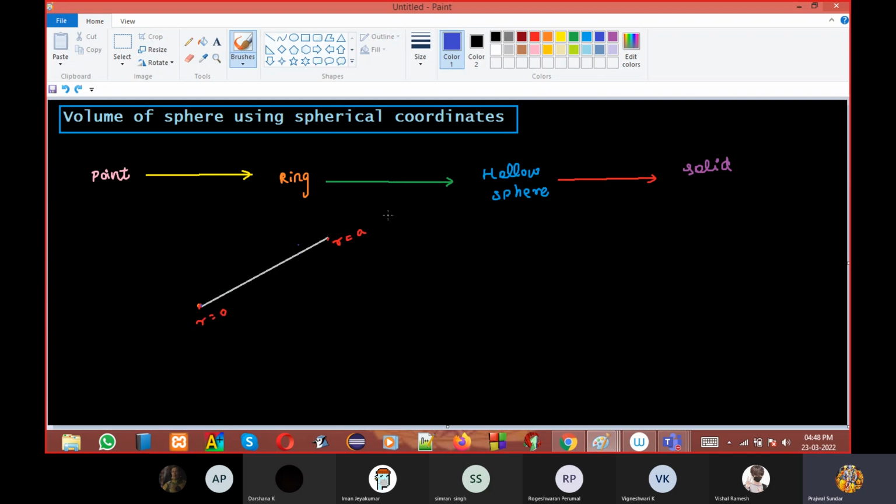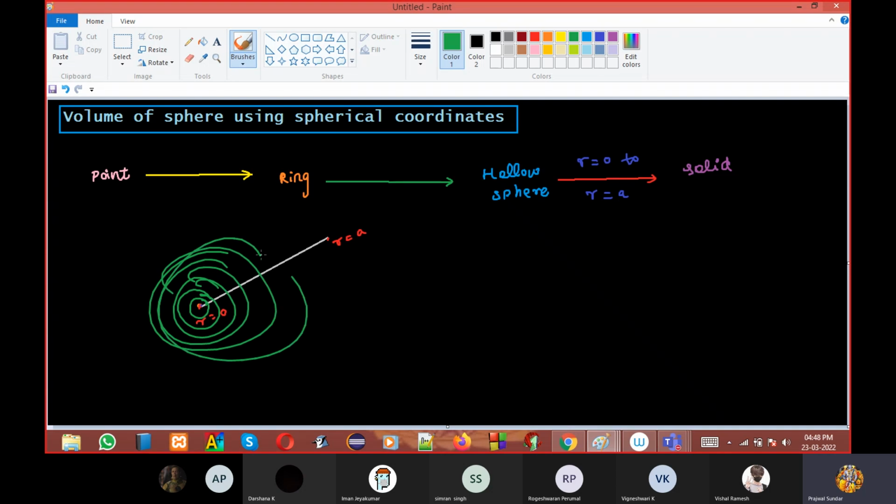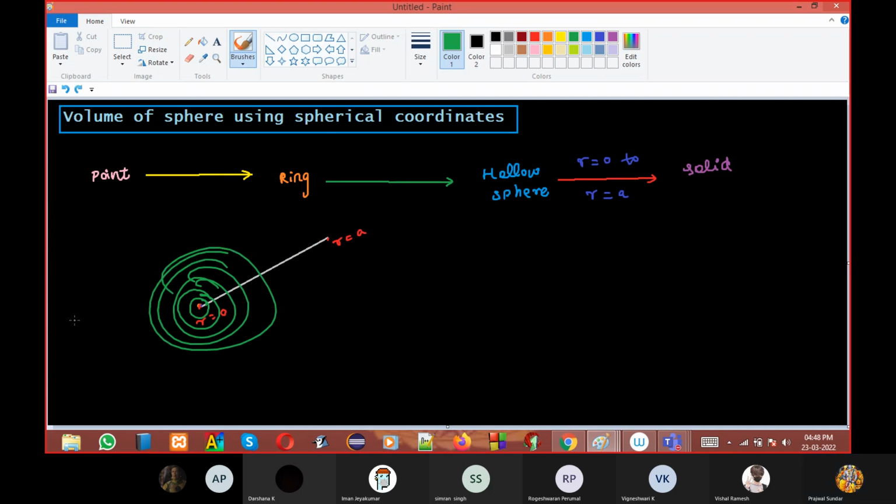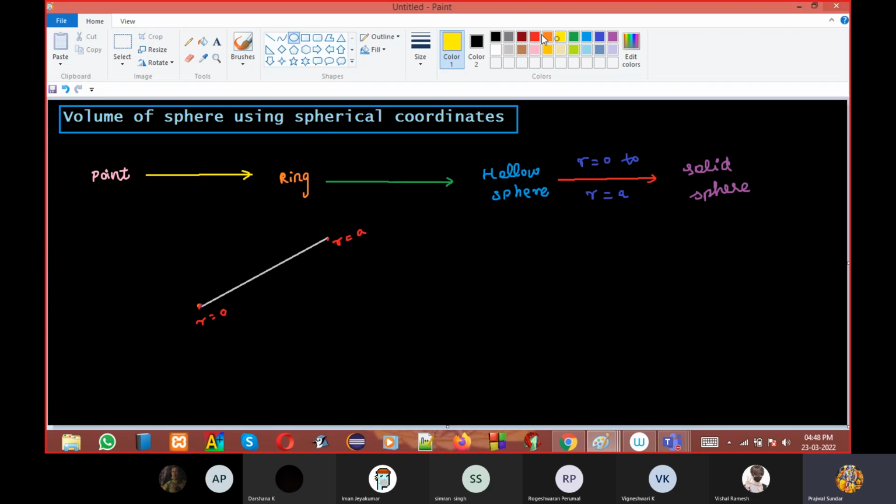Any doubt in this? To join all the hollow spheres into a solid sphere, I am doing integration from r equal to 0 to r equal to a. Any doubt? Understand? Hollow sphere, hollow sphere, hollow sphere, and finally solid sphere. The variable which converts hollow sphere to solid sphere is variable r. This part must be clear. Now we will take an example.